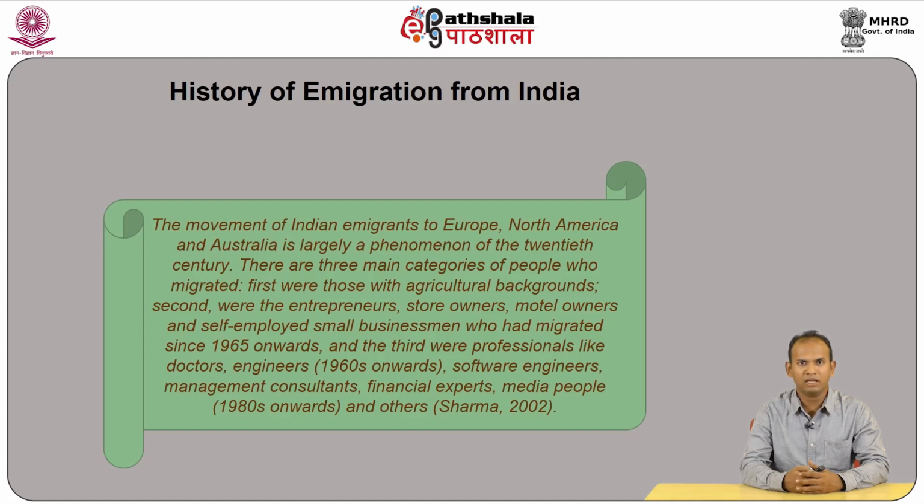There are three main categories of people who migrated. First were those with agricultural backgrounds. Second were the entrepreneurs, store owners, motel owners and self-employed small businessmen who had migrated since 1965 onwards. And the third were professionals like doctors and engineers from the 1960s onwards, and software engineers, management consultants, financial experts and media people from the 1980s onwards, and others, as per Sharma 2002.